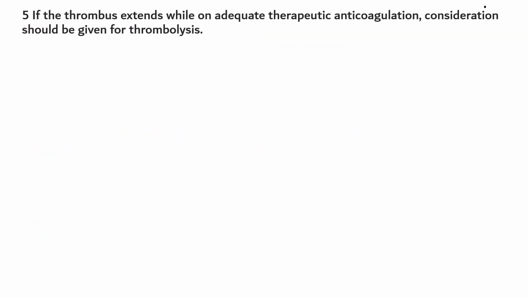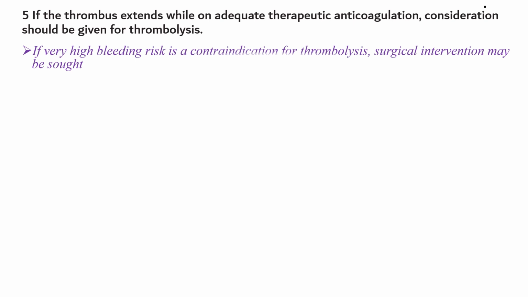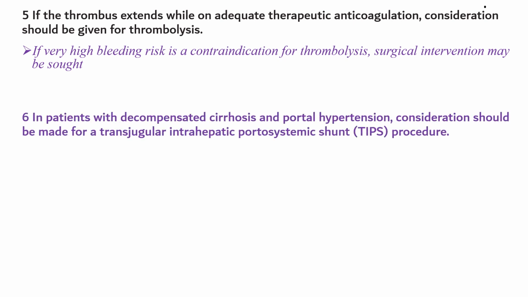If the thrombus extends while on adequate therapeutic anticoagulation, consideration should be given to thrombolysis. If very high bleeding risk is a contraindication for thrombolysis, surgical intervention might be sought. In patients with decompensated cirrhosis and portal hypertension, consideration should be given to transjugular intrahepatic portosystemic shunt.